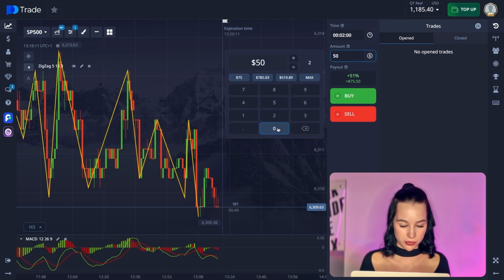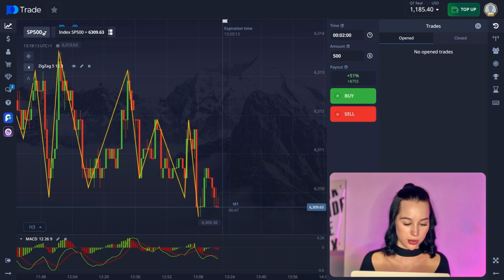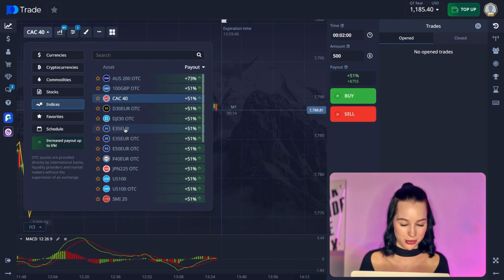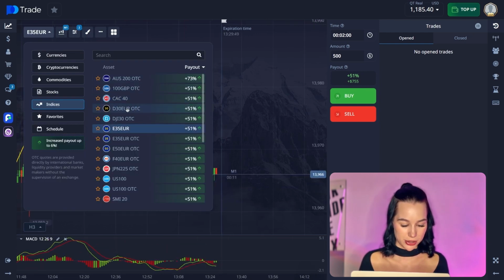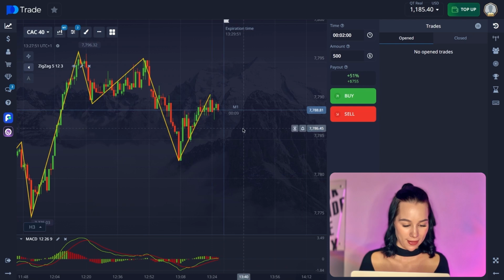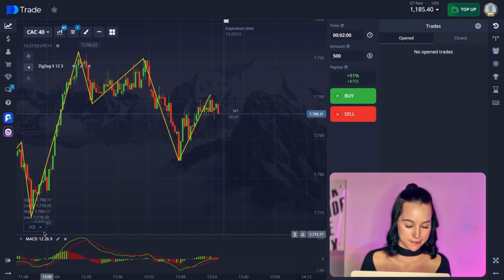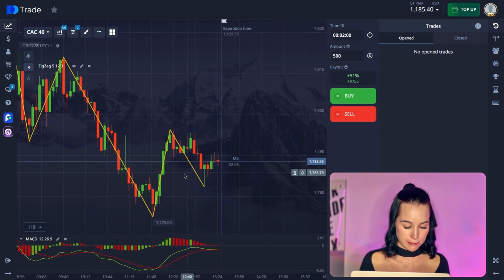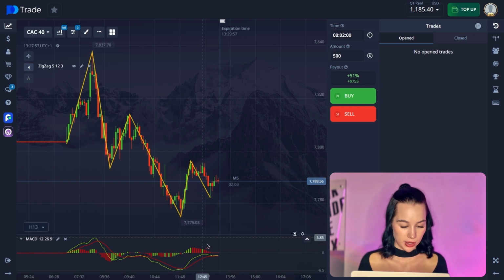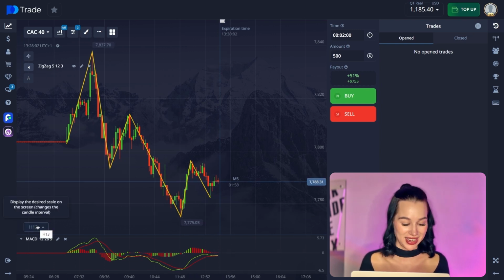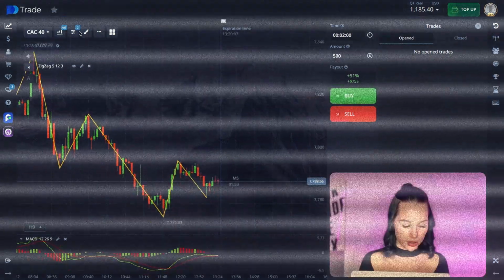So let's change the amount of money to 500. Let's not risk that much, okay? Because we achieved pretty good results, and I think we need to be more careful. Okay, we're trading on this one. Oh, let's check it out. As you can see on the different time frame, the chart looks absolutely different as well.